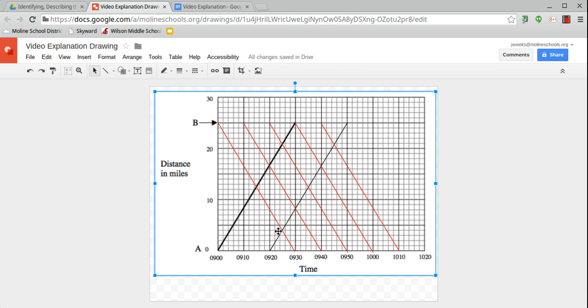All right. So let's go from this first intersection straight across. Make your prediction. How far will bus A have traveled before it intersects with the first bus going in the opposite direction? Go ahead and pause me. If you said it would happen at 4 miles, you're exactly right.